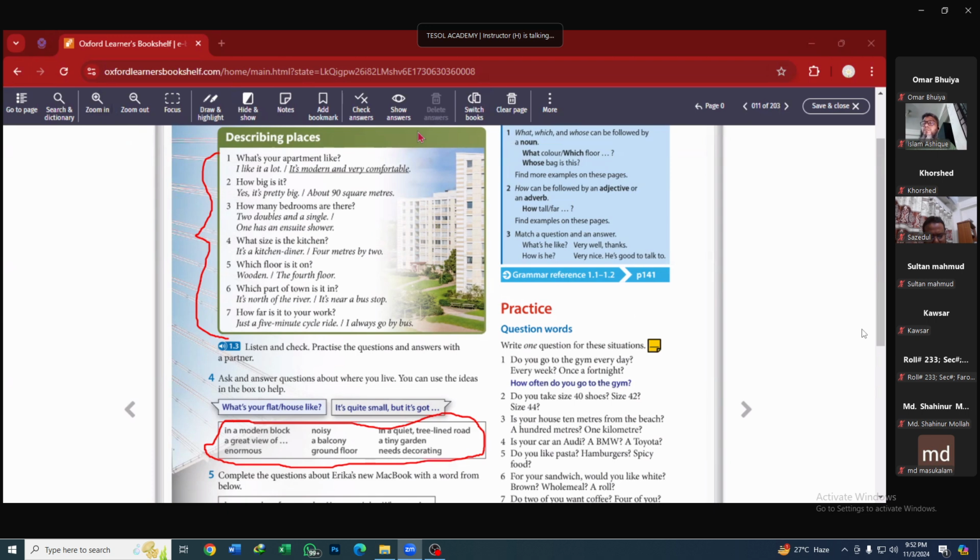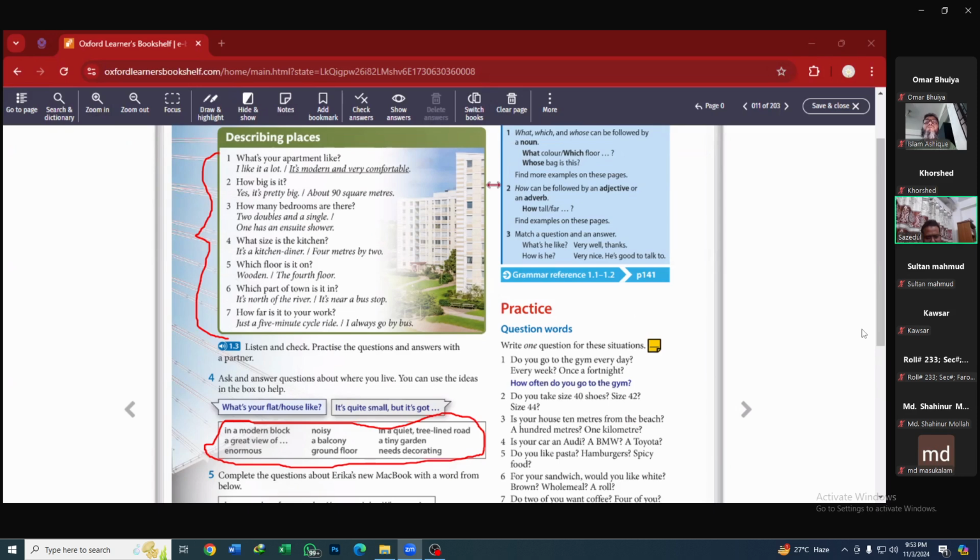Okay, I guess you all are ready now. So let's start with Mr. Sajidul. Could you please answer me? Describe your home, and I will be asking you the questions. What's your apartment like? Or what's your home like? It looks like in a modern block. So it is in a modern block. So how is it? Describe how it is. Is it spacious or is it small? How is it?